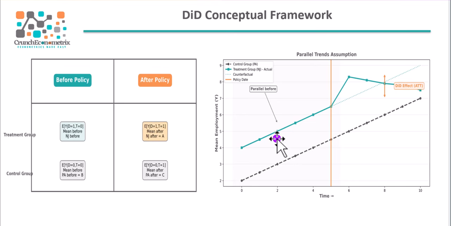Look at this graph. We don't require the two groups to have the same exact starting point, okay? What we require is that their trajectories are parallel before the policy hits. If this assumption fails, then our causal estimates are biased. I'm going to show you in part 3 exactly how to run this diagnosis test and check if this assumption holds in this data.